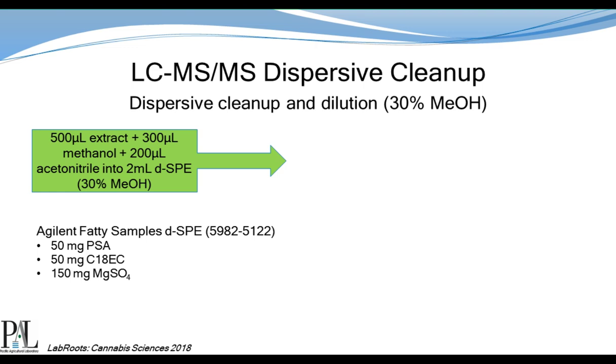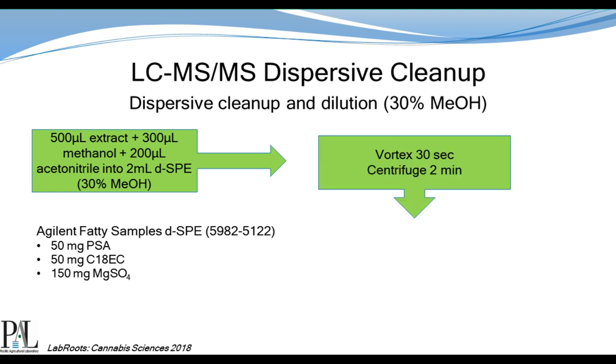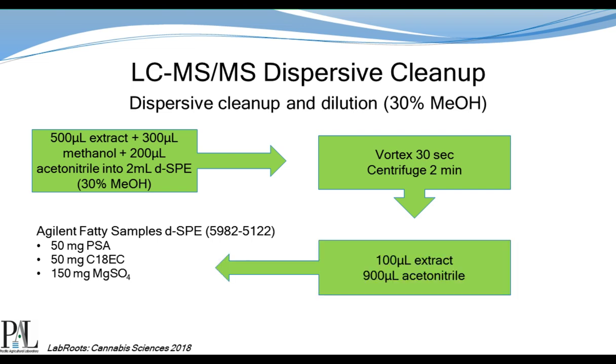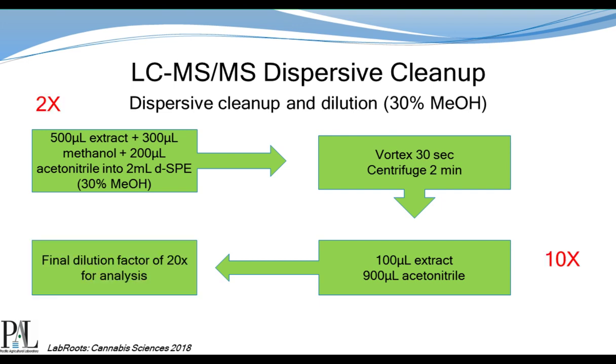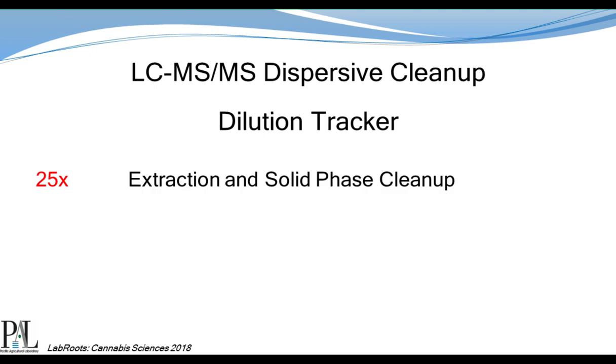We're using the fatty cleanup, which is a combination of the PSA, C18 endcapped, and the magnesium sulfate. Standard procedure as before: 30-second vortex, 2-minute centrifuge. Then we come out of that tube with an additional 10x dilution factor: 100 microliters of the extract, 900 microliters of acetonitrile. Then we'll look at our tracker again. So we've got 2x at the beginning, a 10x at the middle. It gives us 20 for this step.